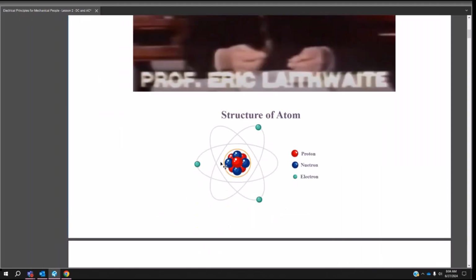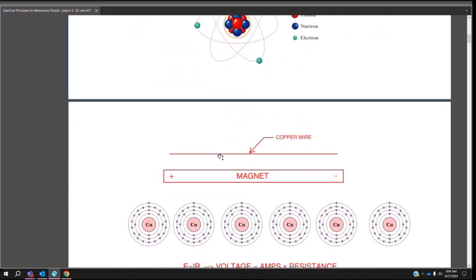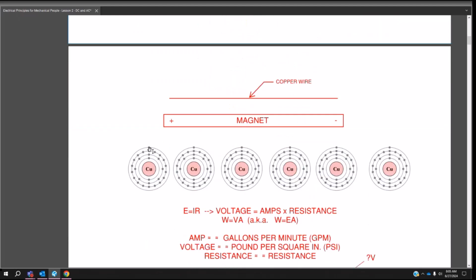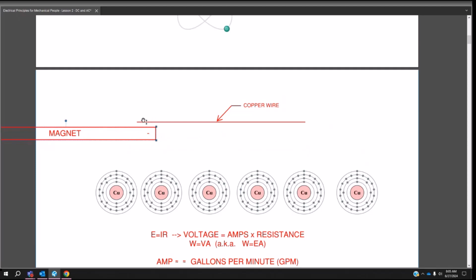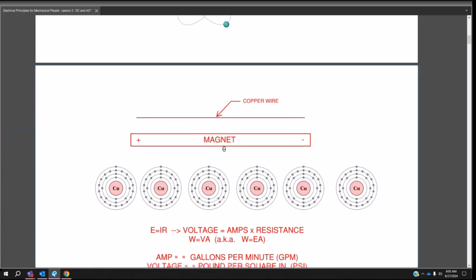So structure of an atom: protons and neutrons in the middle, electrons floating around very rapidly on the outside, which is the review. If an electron goes from here to here to here to here, that is called electricity. That's the concept. Again, the magnet and the copper wire. If I bring this negative side to this side of the copper wire, where are the electrons on the copper wire flowing? They go to the right, away from it. So current would technically be flowing in that direction. Tracking so far?